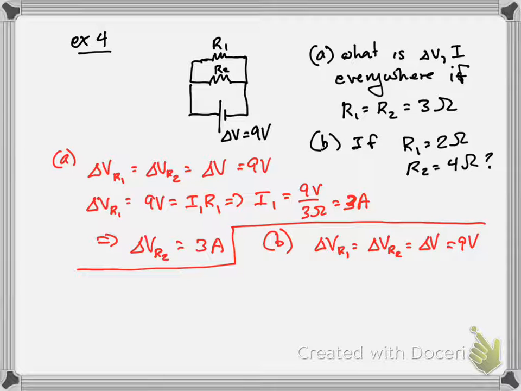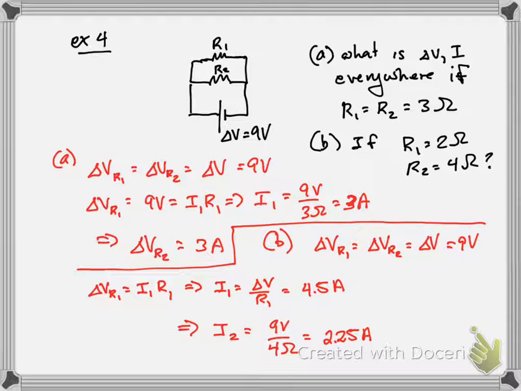Applying Kirchhoff's rules and Ohm's law directly, delta V across R1 is I1 R1, therefore I1 is equal to delta V over R1, which we already did before. But now it's 9 volts over 2 ohms, which is 4.5 amps. And by the same argument, I2 is 9 volts over 4 ohms, which is 2.25 amps.